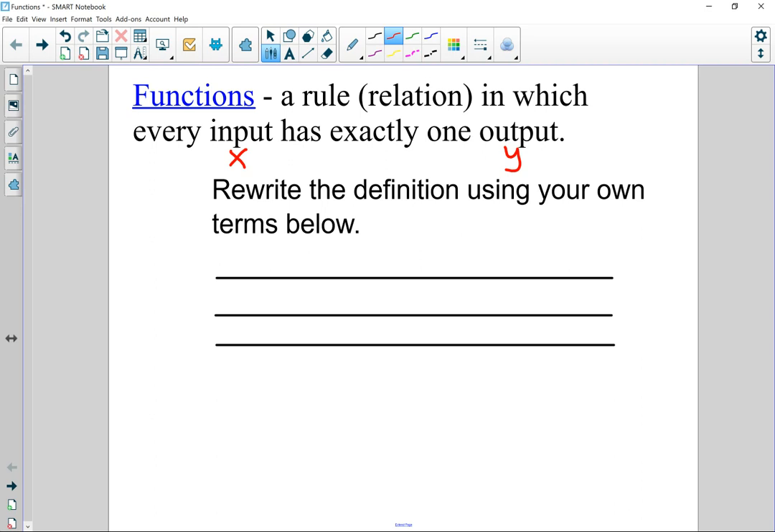So if we rewrite the definition using our own terms, we could write every x has exactly one y. So every x has exactly one y. That's our definition of a function in math class.